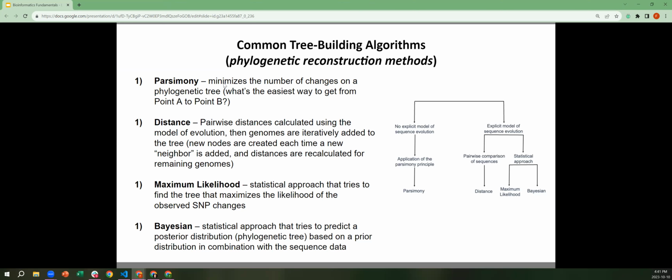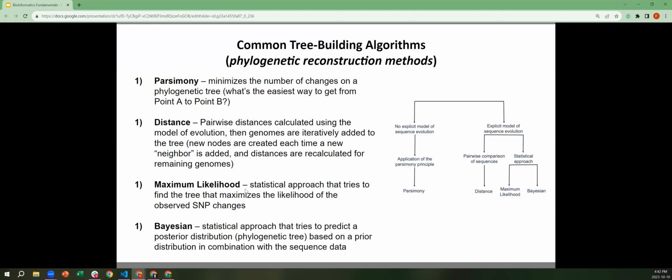So parsimony trees. This algorithm attempts to minimize the number of changes in the phylogenetic tree, the total number of changes. So what is the easiest way to get from point A to point B? Don't infer any additional changes, just keep it as simple as possible. The distance tree, this is going to be pairwise distances and nothing else. This is a very simple relationship. This is exactly what I was showing earlier. So if we were going purely on distance, that is the algorithm that I went through in that very simple example earlier.